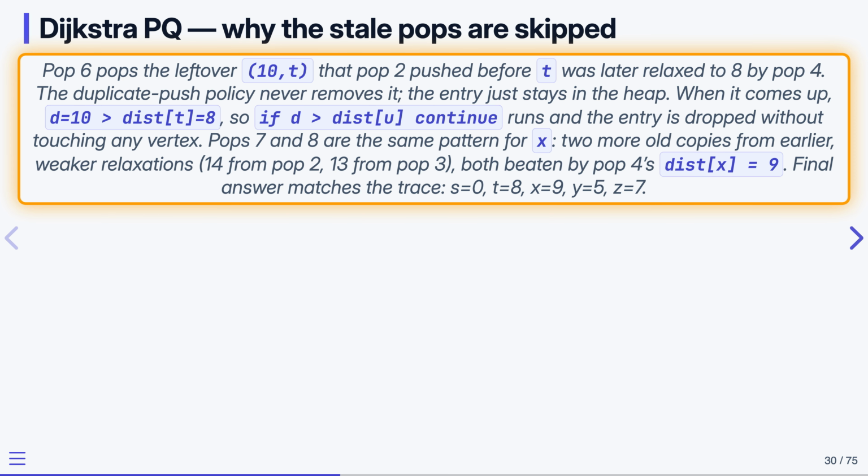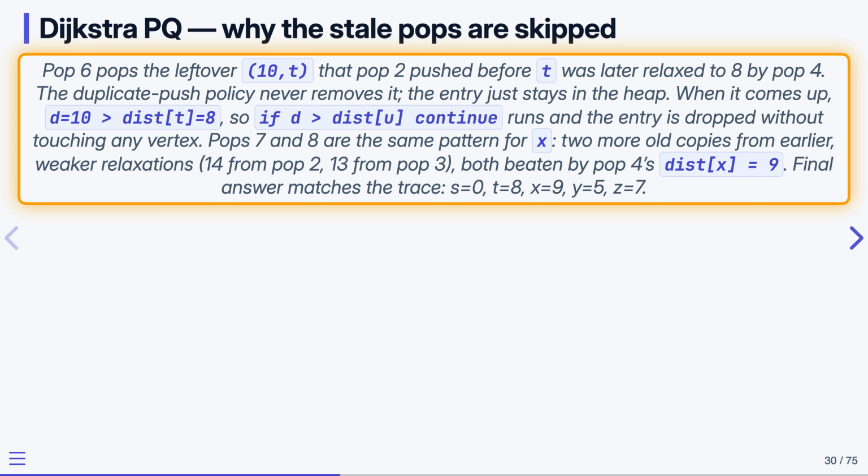Let us say exactly where those stale entries came from. Pop 6 pops the leftover 10 T that Pop 2 pushed, before T was later relaxed to 8 by Pop 4. The duplicate push policy never removes it. The entry just stays in the heap, and when its turn comes, 10 is greater than dist at T, which is 8, so it is dropped without touching any vertex.